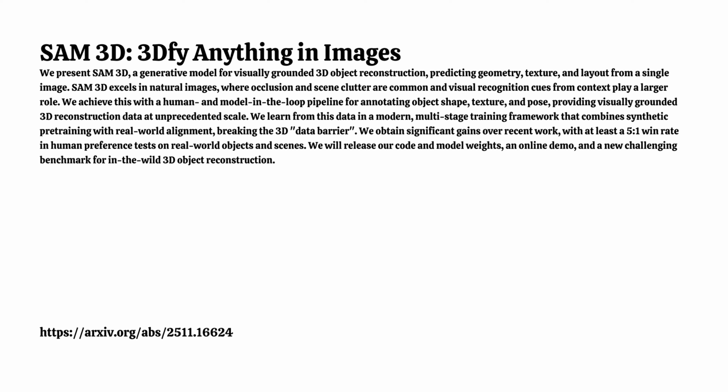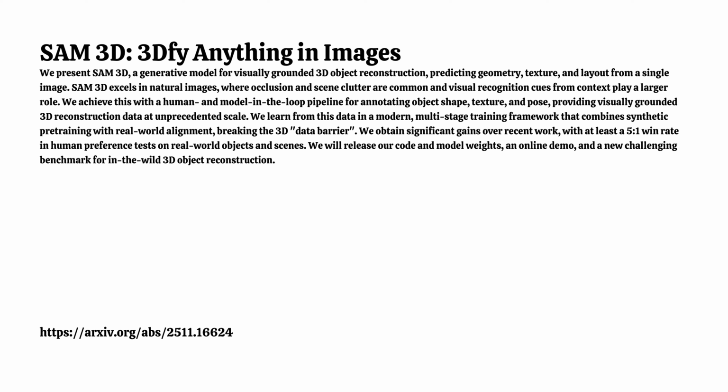Today we are examining a piece of research that fundamentally tries to change the relationship between a 2D image and 3D space. It's a really big goal. The paper is called SAM3D, 3Dify Anything in Images, and it's coming out of Meta Superintelligence Labs. The basic promise here is pretty stark. Take a single real-world photo, clutter and all, and pull out a complete 3D model. Not just the shape, but the texture, the layout, everything. The researchers are really trying to break down what they call the 3D data barrier.